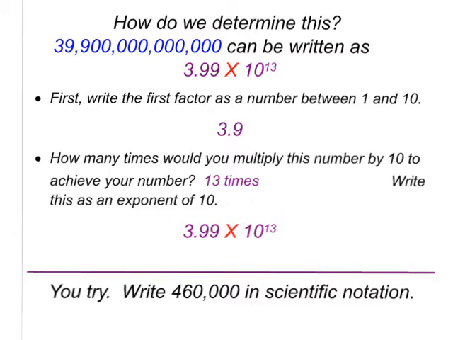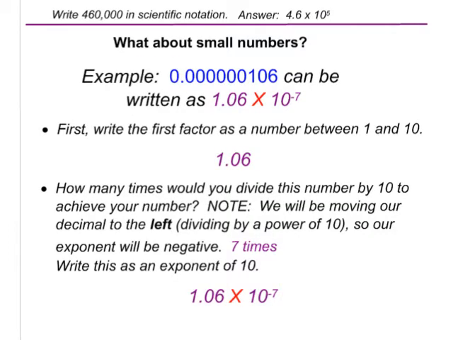This is just a much easier way to think about it and to write it. So now you try one. Write this number, 460,000, in scientific notation. If you answered 4.6 times 10 to the 5th, you were correct. Now what about small numbers? We said small numbers also can be written this way.